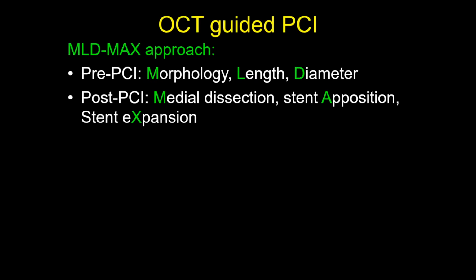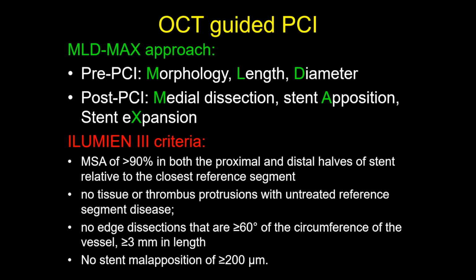So when you're doing OCT-guided PCI, that's the MLD-MAX approach that has been advocated. Before you do the PCI, you want to see the plaque morphology. You can see the lesion length. You can try to measure the diameter of the vessel or the diameter of the stent that you're going to use. And once you have done the PCI, you want to see that there is no edge dissection. You want to see that the stent is well apposed and well expanded. These are the main things when you are using OCT-guided PCI. And I will not go through the details. You can check the MLD-MAX criteria of what we would say is a good PCI outcome.